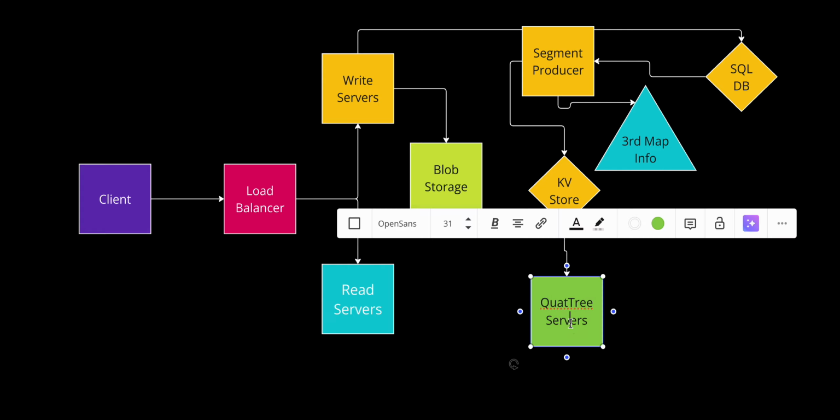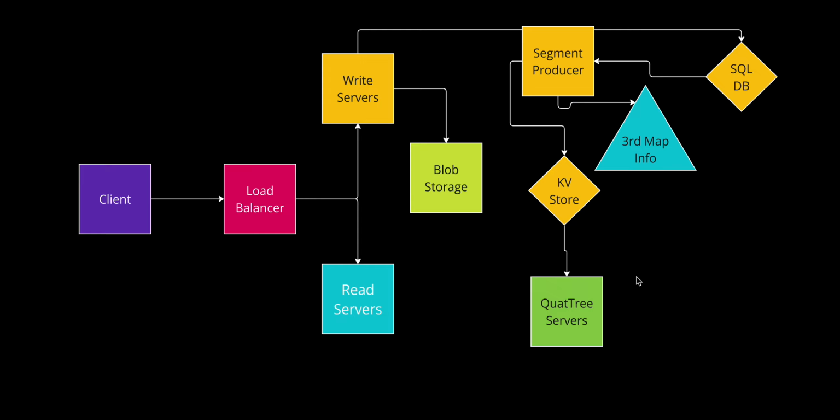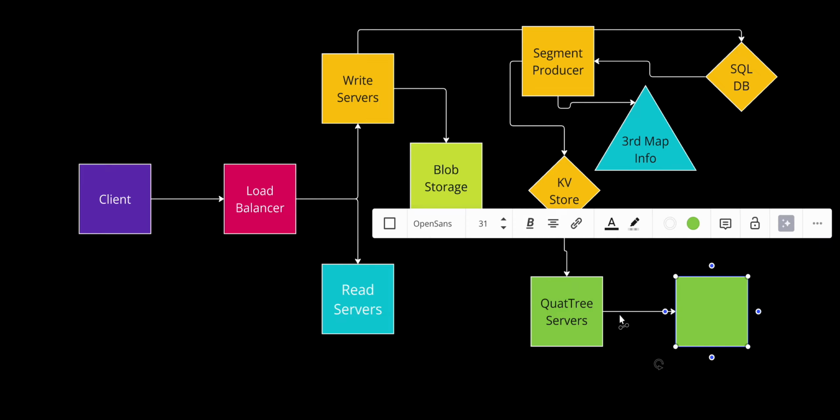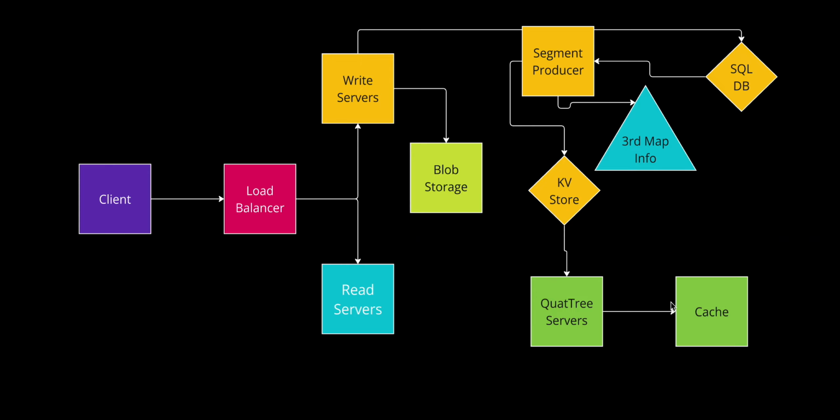And the QuadTree servers should be connected with a cache system, because we said that we need to make everything very low latency. So if we use a cache, the cache will cache the frequently accessed data. So we improve our performance.